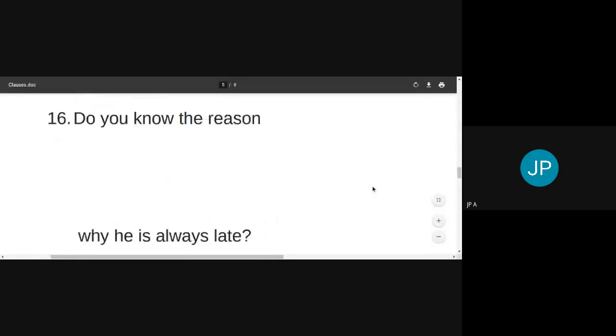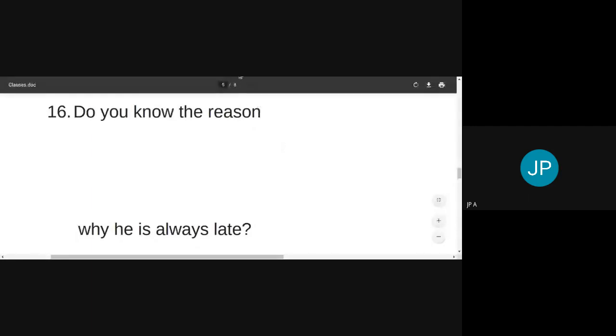If the verb is not there, you cannot consider it a clause. Do you know the reason why he is always late? Why ആണ് വയ്ക്കാം. Yes, reason ചോദിക്കുമ്പോൾ എപ്പോഴും why ആണ്. Do you know the reason why he is always late?